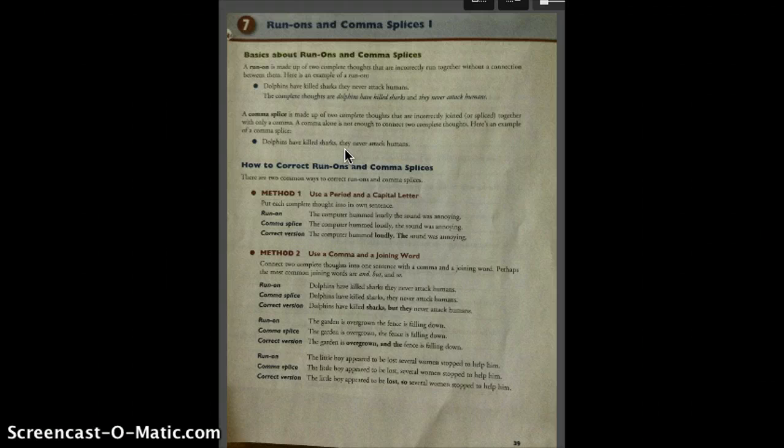How to correct run-ons and comma splices. Here are two common ways to correct run-ons and comma splices. Method 1. Use a period and a capital letter. Below are two examples, a run-on and a comma splice. Put each complete thought into its own complete sentence. The computer hummed loudly. The sound was annoying. There are two complete thoughts here, but there's no punctuation. That is, you have a subject, you have a predicate, you have a subject, you have a predicate. And there's no end punctuation or capitalization.